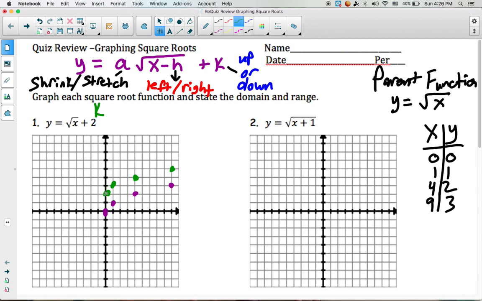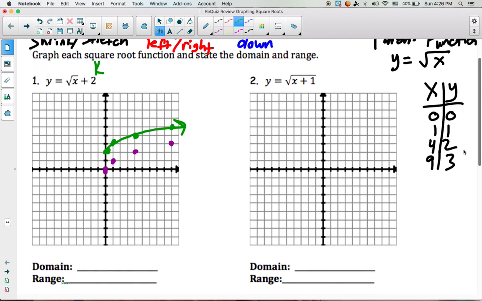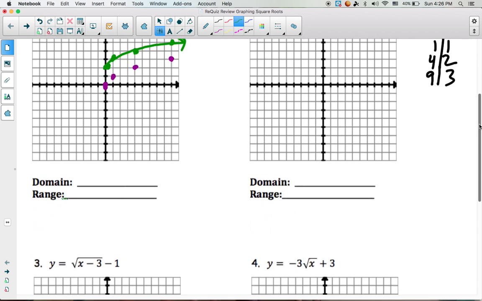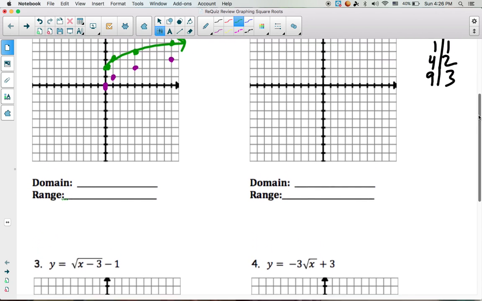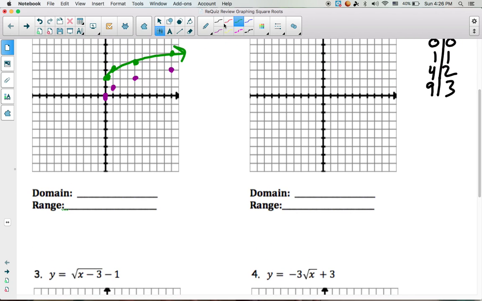And then we will connect our dots. And that gives you the graph. And then they're going to ask you for the domain and the range. Now this point where the graph starts right here, this is called the vertex. You can get your domain and range values from the vertex. So for this first one, the vertex is the point (0, 2).